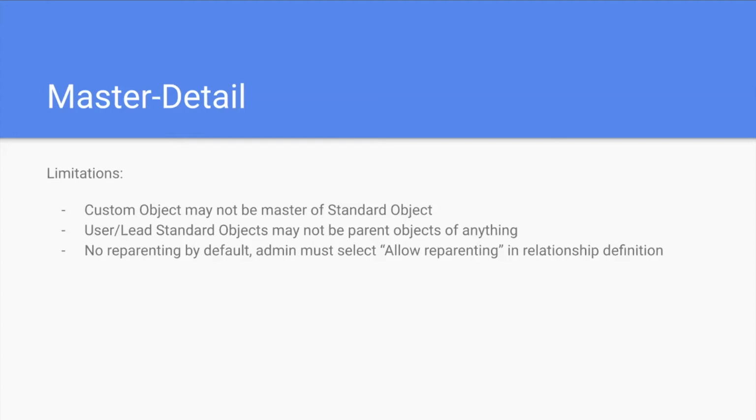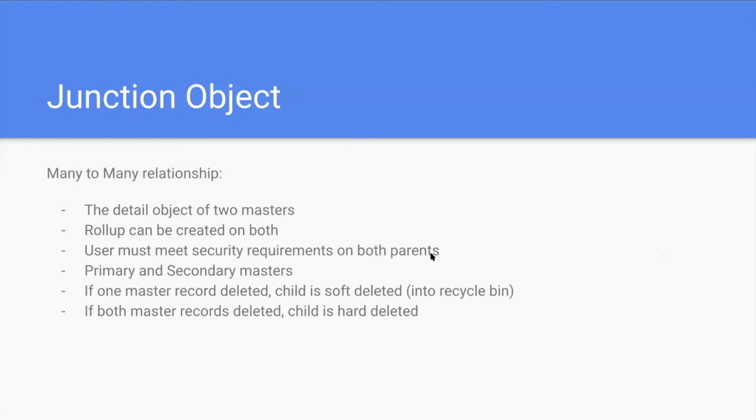Now, just to give an example of the custom object may not be the master of a standard object, let's say I made my own custom object called invoice, but I want to use the standard Salesforce account object. If I wanted to draw a master detail relationship between invoice and account, I would be able to, because account is a standard object and it's going to be the master. But if for some reason I wanted to do it the other way around and have accounts be the details of invoices, that would not be allowed.